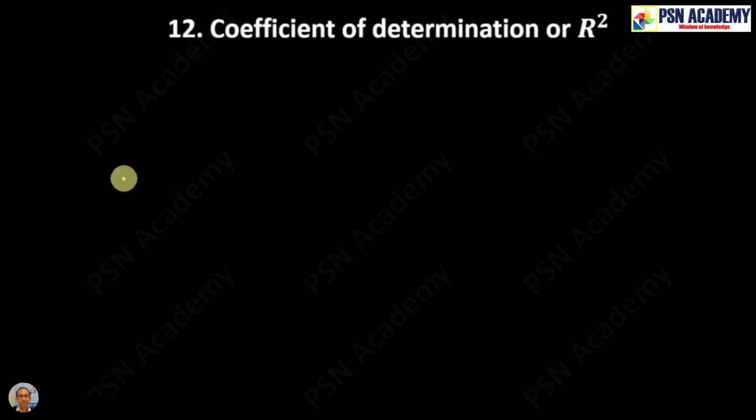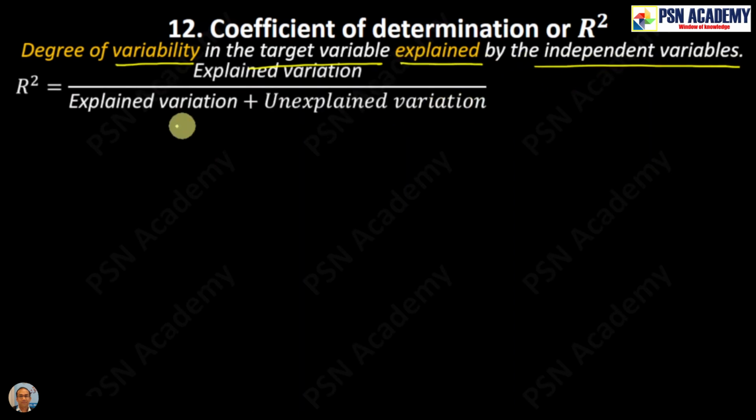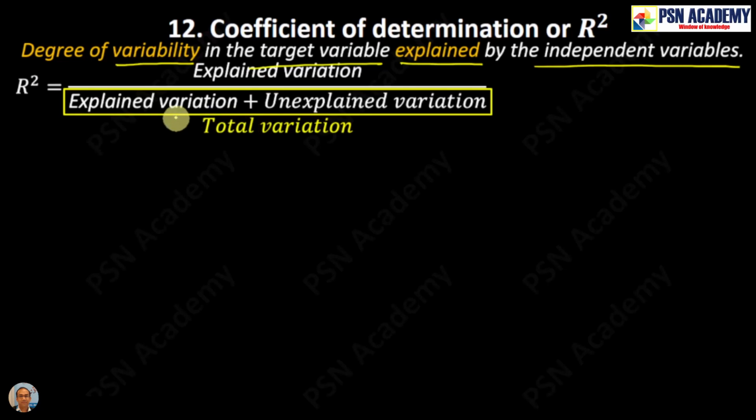Next we go with coefficient of determination or R squared. This talks about the degree of variability in the target variable and the part of the variation that is explained by the independent variables. Now we go with the formula. R squared is actually explained variation out of the total variation, that is explained variation plus unexplained variation.